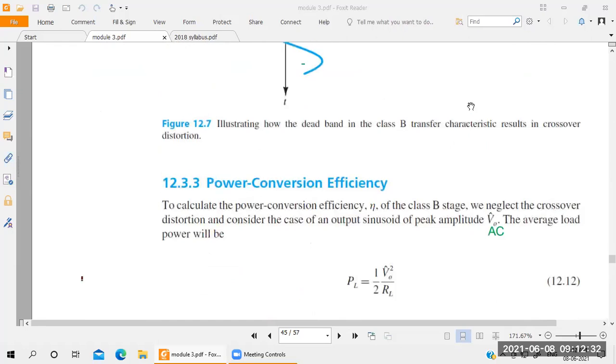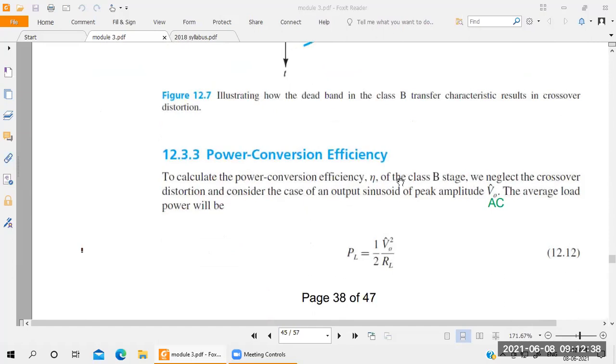So next, take the power conversion efficiency for the class B amplifier. We want to take the efficiency equation. We know efficiency is output power divided by input power. First you find the output power. Is it AC or DC? AC. So for that you write PL equals 1 by 2 V naught square divided by RL. Power is expressed in voltage form, not current. So PL is equal to 1 by 2 V naught square divided by RL. V naught square is RMS, the RMS value, that is AC.